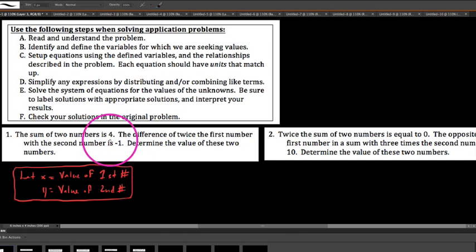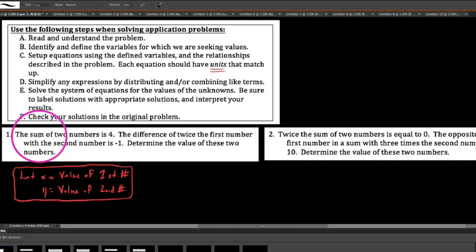So what we're going to do is read back to this problem, and with step C here, we're going to set up equations using the defined variables here, writing x and y instead of number 1 and number 2, and then also use the relationships described in this problem here. And notice I say each equation should have units that match up. Now I'm going to come back to this word units in future problems, but for right now these are purely numbers, and what we were told were these things.